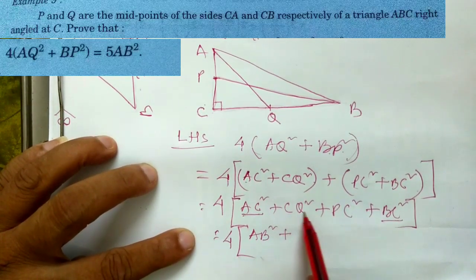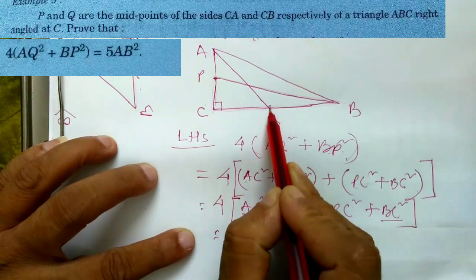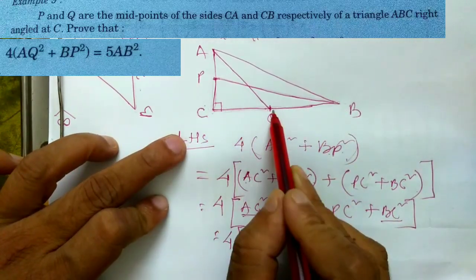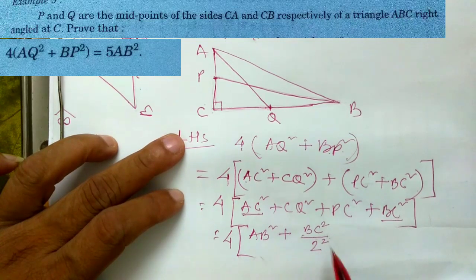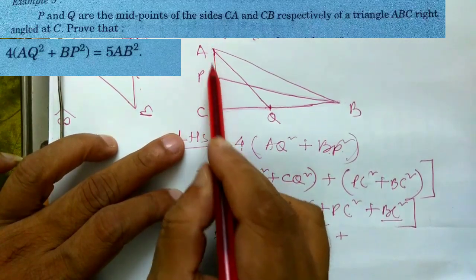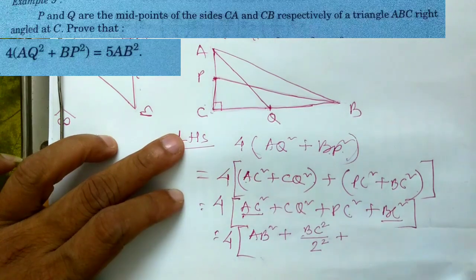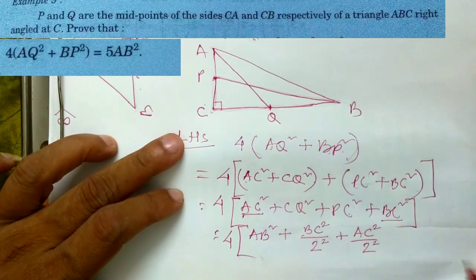Fine. Plus, now what is CQ? CQ is half of BC because Q is the midpoint of BC. So instead of CQ, I can write BC by 2. I am writing BC by 2, but it was squared, that's why square. Plus, now what is PC? PC is half of AC because P is the midpoint given in the question. So instead of PC, I can write AC by 2. It is squared, so that's why square. And this BC square, we are not going to write it because AC square plus BC square is AB square. We have written that. Understood?